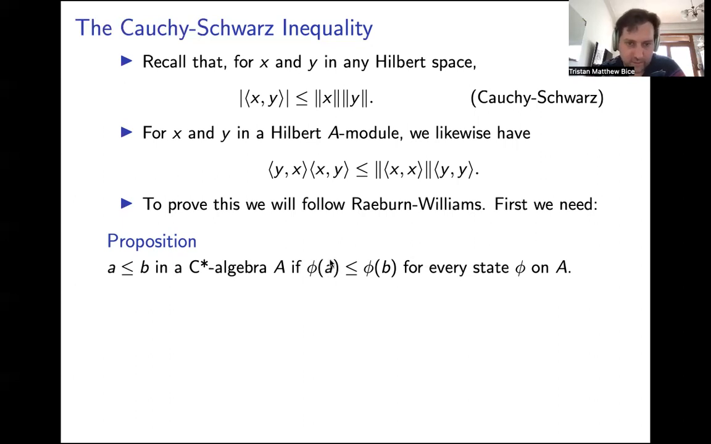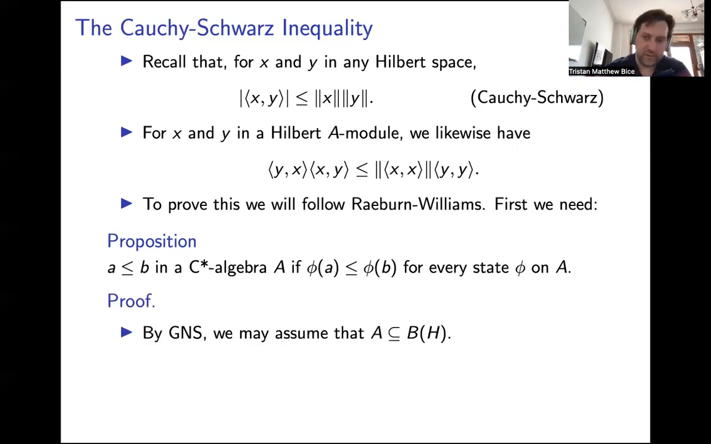And because it's a state, remember, these are just real numbers. These are just positive numbers. If A is positive, then this will be a positive number. So this sort of reduces the operator inequality to a collection of real inequalities, which can be useful. And the proof is, well, fairly elementary once you know about the GNS construction.